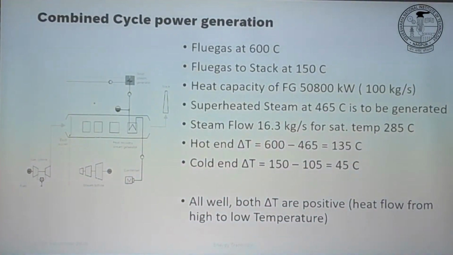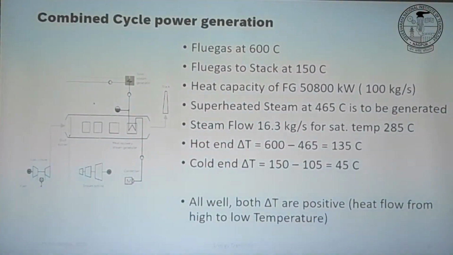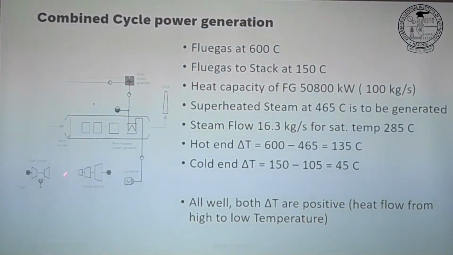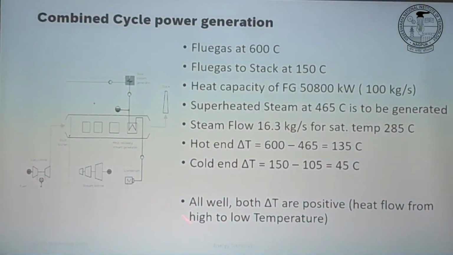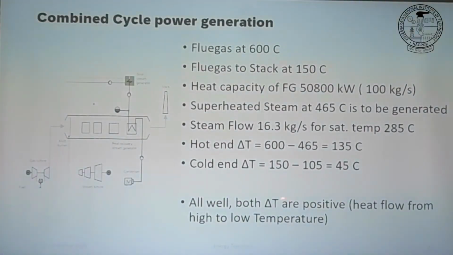Now, if you look at the first law and second law, the second law says that heat always flows from high temperature to low temperature. So on the hot end, let's say 600 degrees, and superheated steam is at 465. Very good, 435. It's even more than what we discussed yesterday, that there must be an approach temperature of 30, 40, 50. It's higher, but okay. But it's satisfying the second law, not going against it.